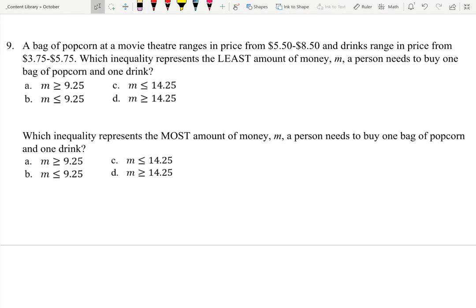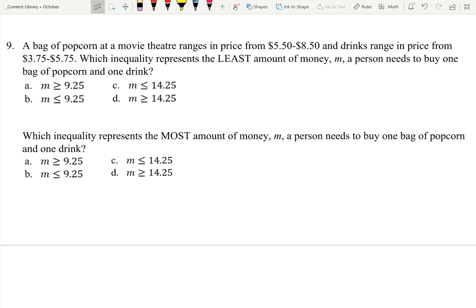A bag of popcorn at a movie theater ranges in price from $5.50 to $8.50, and drinks range in price from $3.75 to $5.75. Which inequality represents the least amount of money, M, a person spends to buy one bag of popcorn and one drink?